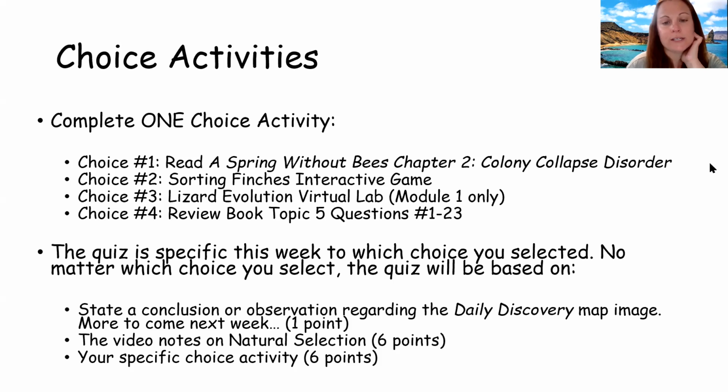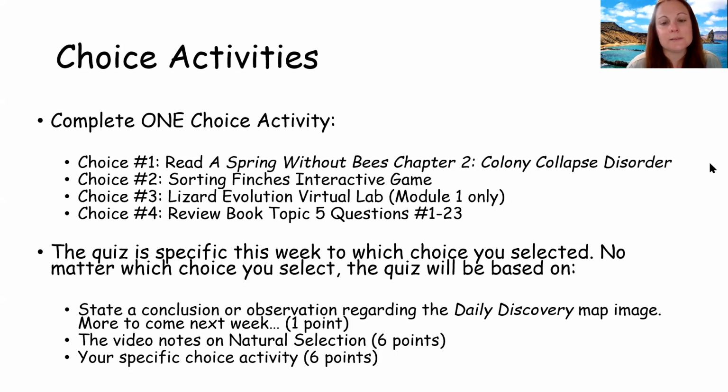When you go to take your quiz this week, you'll find the quiz is specific to which choice that you selected. So no matter what choice you select, your quiz is going to be based on the following. For 1 point, everyone's going to see that map again of malaria versus sickle cell disease in Africa, and you'll be asked to answer 1 question based on that map. You will also then see 6 questions based on the two videos on natural selection that everybody needs to watch. See your notes sheet for how I might ask those questions.